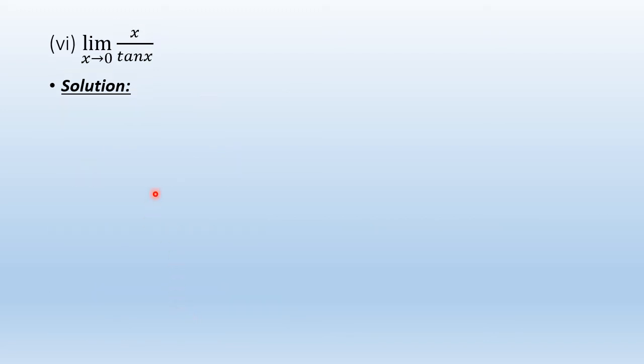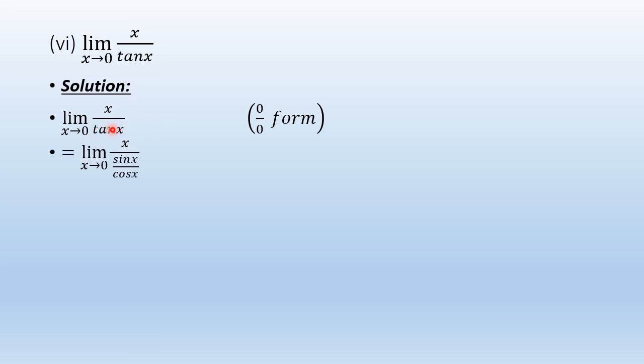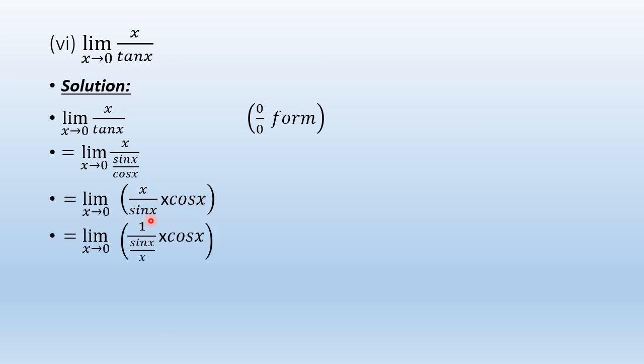Let's get to part 6, limit when x tends to 0, x by tan x. What we are going to do here, we observe that it is in 0 by 0 form, which is not defined. So we convert this tan into sine by cos. Then in the next step we can write it as x by sine x into cos x. And then it can be written as 1 by sine x divided by x. And now we apply the limit on it and we apply the limit here.